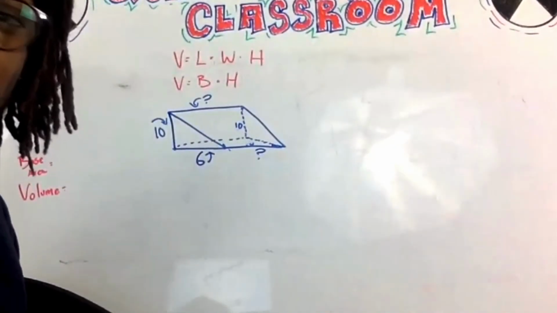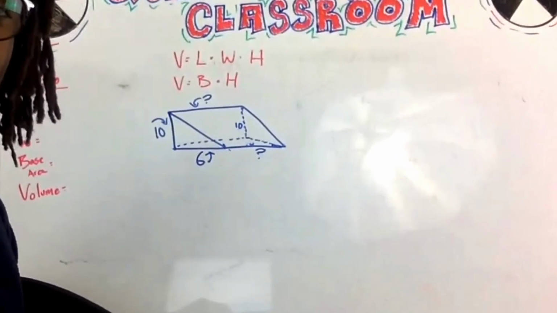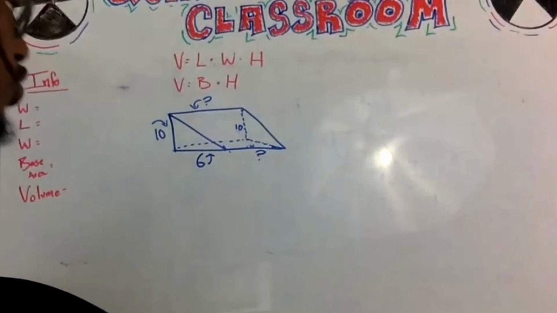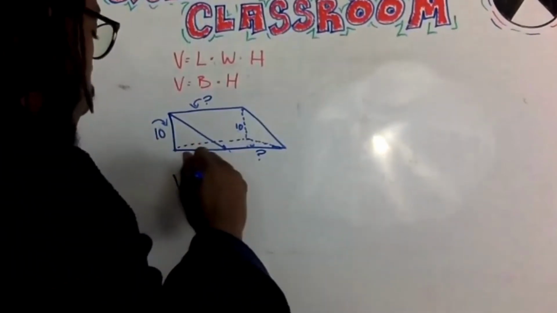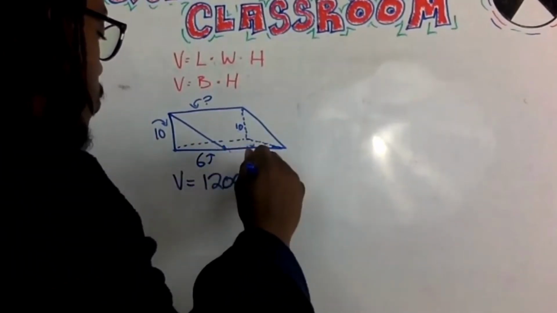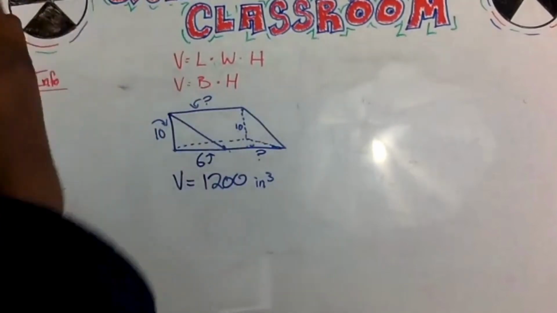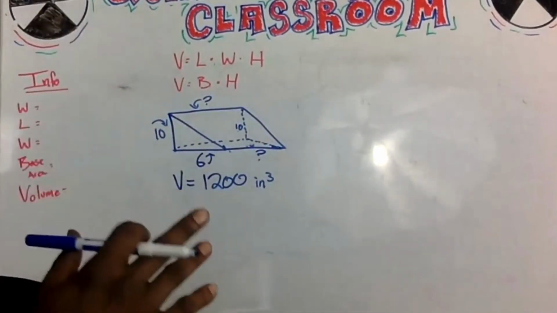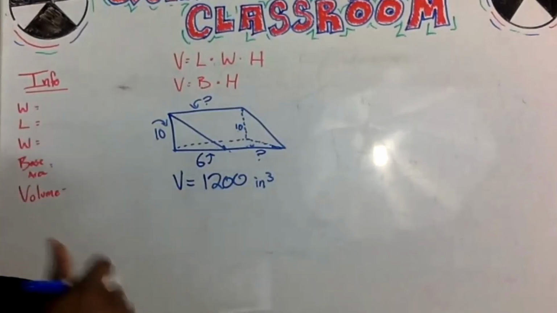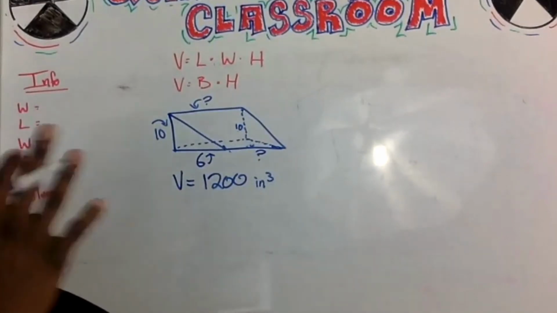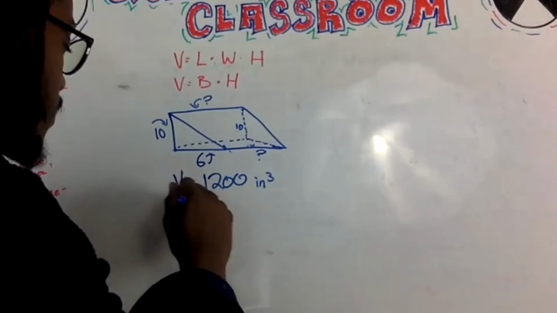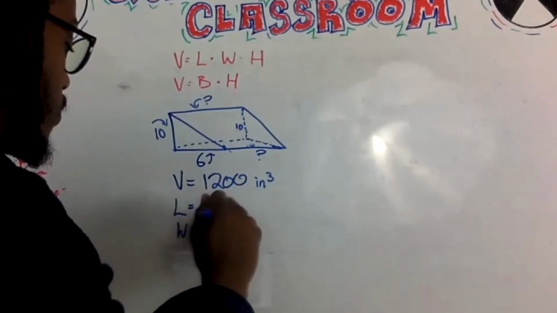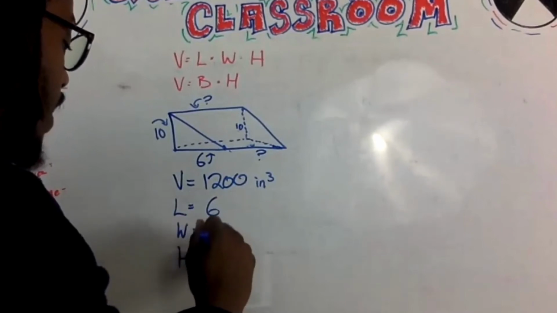The other bit of information that we get here is that the entire prism should be able to hold 1,200 cubic inches. So we do know that the total volume is 1,200 cubic inches. What we don't have is the length. We have what we need to find the area of the base, and we need to find the length using what we have. Length equals 6, width equals 10, and the height is unknown.